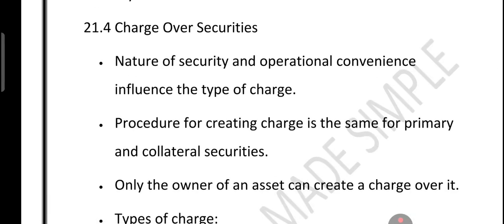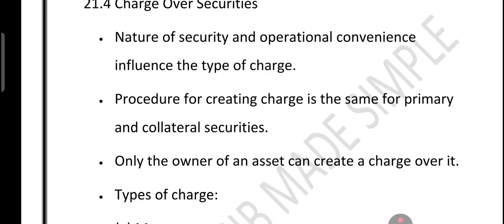When a bank gives a loan, it wants some kind of security, just in case the borrower does not pay back. But how do we make that security legally enforceable? That is where a charge comes in. It's like putting a legal stamp on the asset saying this belongs to the borrower, but if they default, the bank has the right to claim it. That is called charge creation.